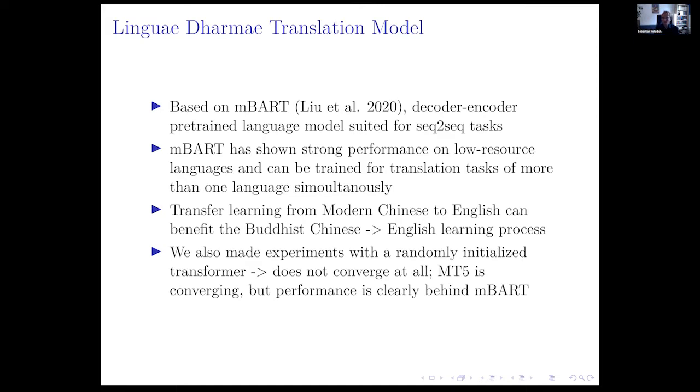We have also made experiments with randomly initialized transformer models. This is something I have been looking into again and again for the last years, to see if we can use them for the training of our languages. But so far, with the exception of Pali, it never really worked out. And I will talk later about why it might work better for Pali than for other languages. The model MT5 is also something that we tried. It's able to converge, but the performance is not as good as MBART. So among those that we tried out, MBART was most convincing.